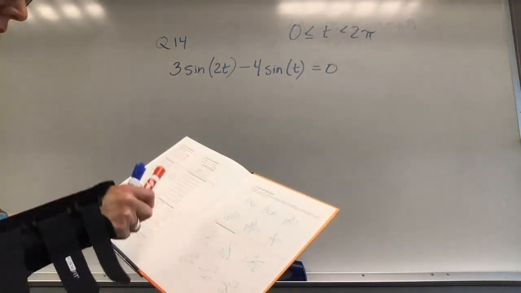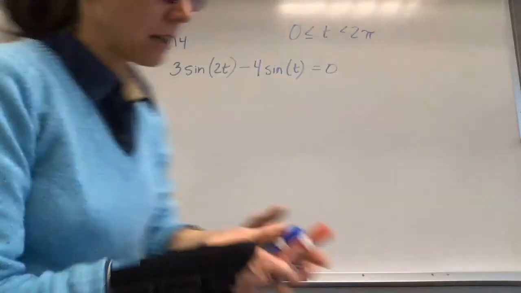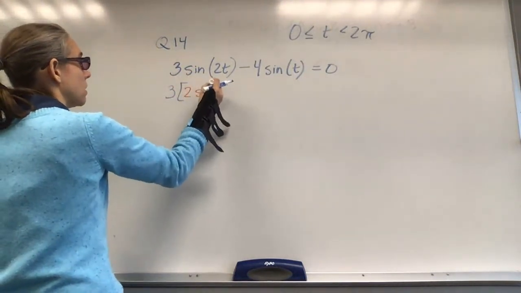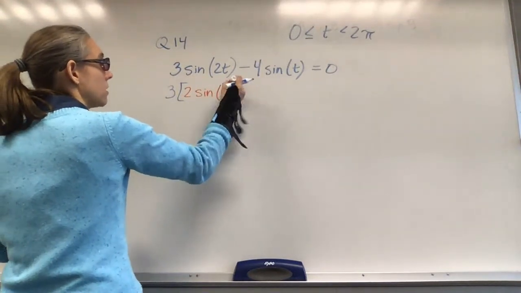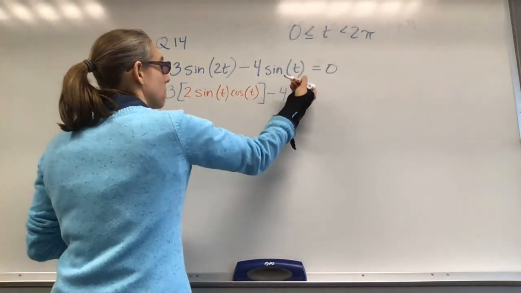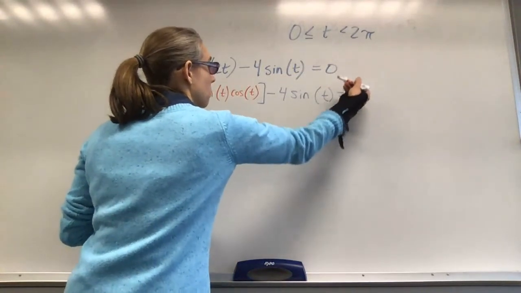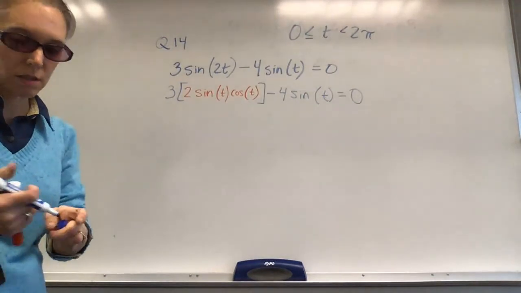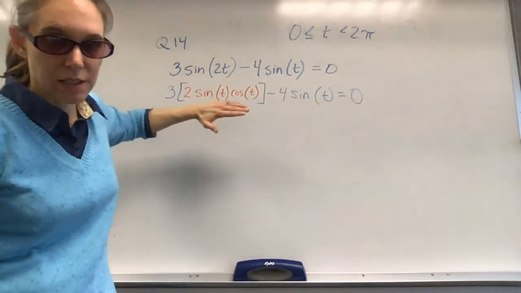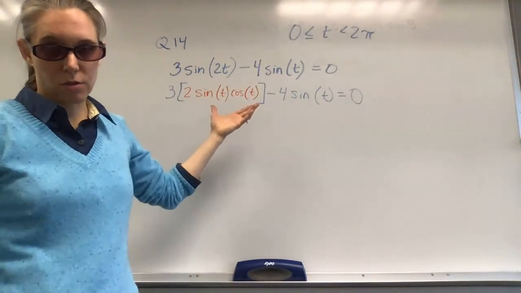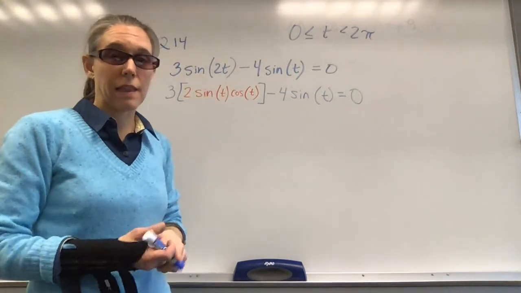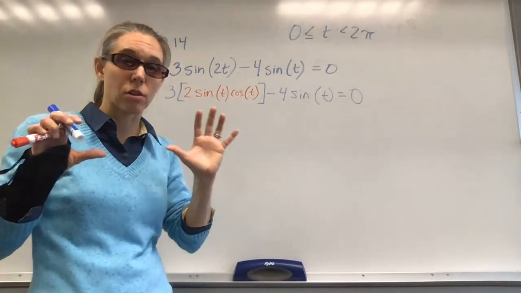Sine of 2a is 2 sine a cos a. So that means that sine of 2t is 2 sine t cos t. Okay, so the point here is that I'm going to be using a double angle identity to change this equation into only having a t. Yes, now I have a different trig function, a cosine, but I only have two terms, and I can factor out the GCF, and that would give me two separate factors that each have their own trig function.